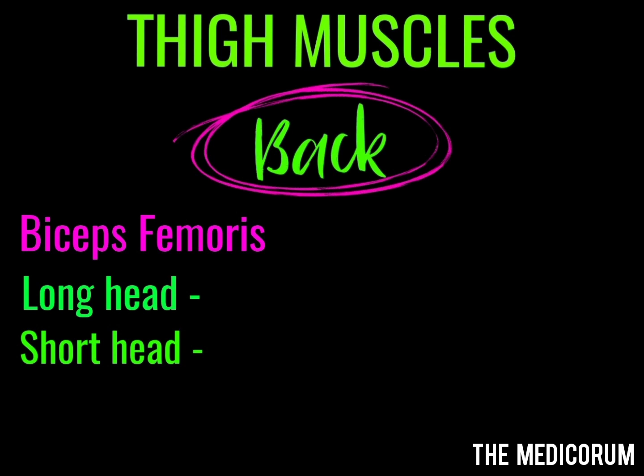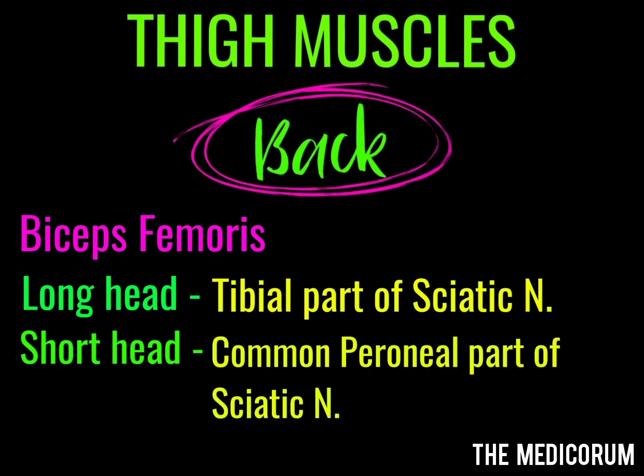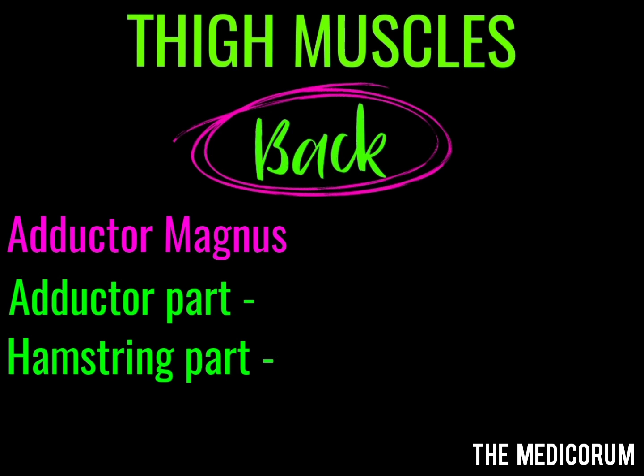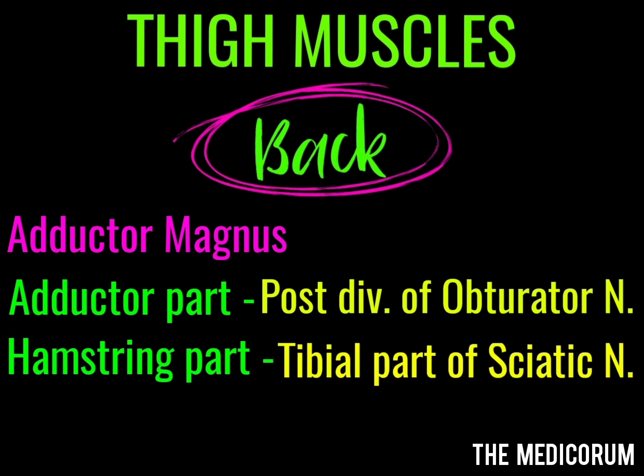But biceps femoris has a long head and a short head. The long head is innervated by the tibial part of the sciatic nerve, but the short head is innervated by the common peroneal part of the sciatic nerve. The adductor magnus similarly has an adductor part and a hamstring part. The adductor part is innervated by the posterior division of the obturator nerve, whereas the hamstring part is innervated by the tibial part of the sciatic nerve.